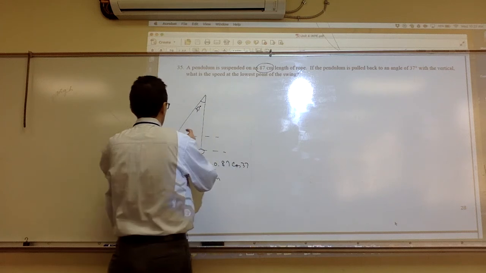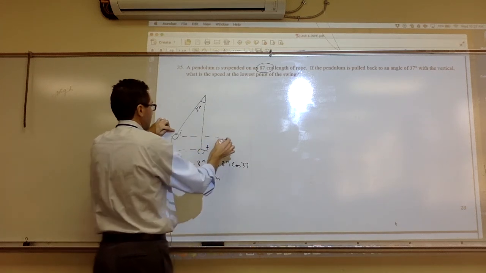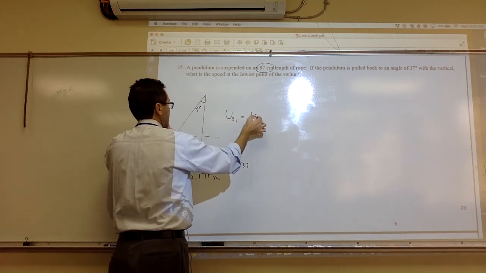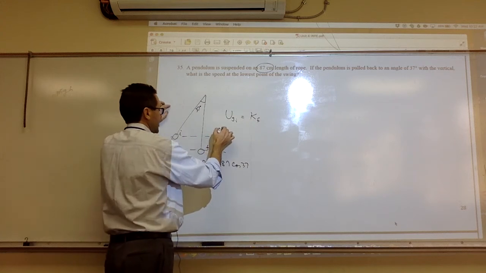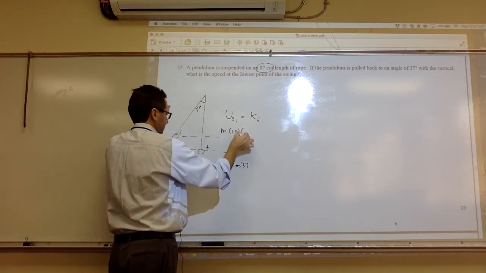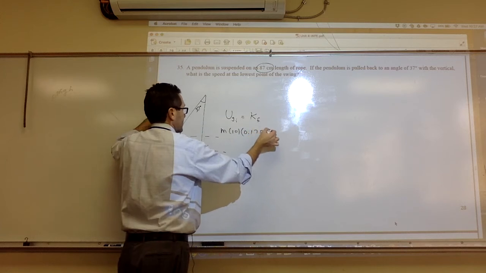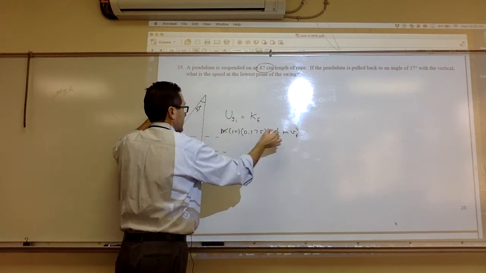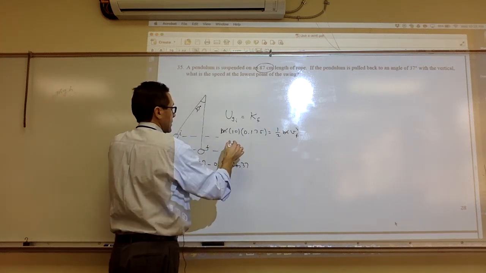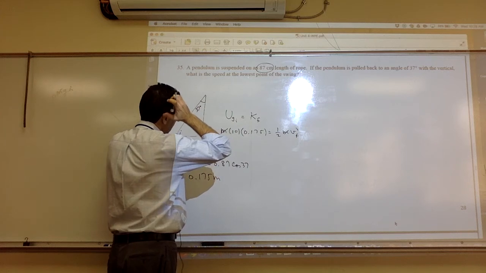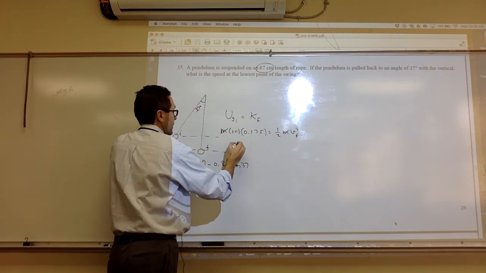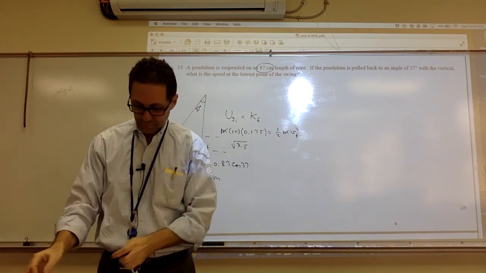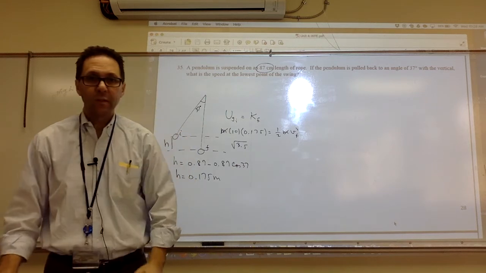Now, if I choose this as my initial state, this is my final state. UG at the top here equals the kinetic energy at the bottom down here. So this is going to be just mgh equals 1/2 mv squared at the bottom. So I can divide by the mass. So 1.75 times 2, I think that's 3.5, and we take the radical of that to get the V. So the V is 1.87 meters per second.